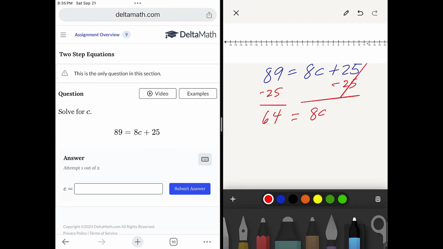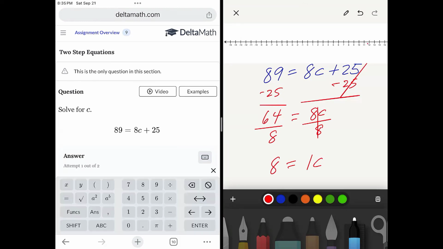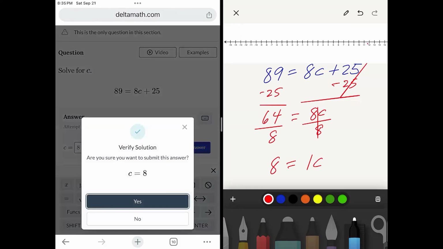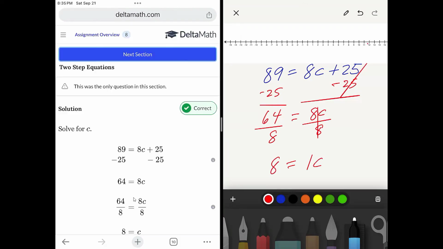So I have 64 equals 8C, and that's 8 times C. The opposite of multiplying is dividing, so I'm going to divide both sides by 8. 64 divided by 8 is 8, and 8 divided by 8 is 1C. Now I have C by itself. That is my answer, that's what I'm going to put in here. That's 8. Submit it. It says wonderful job. Okay, I'm going to do another one. So let's go to the next section.